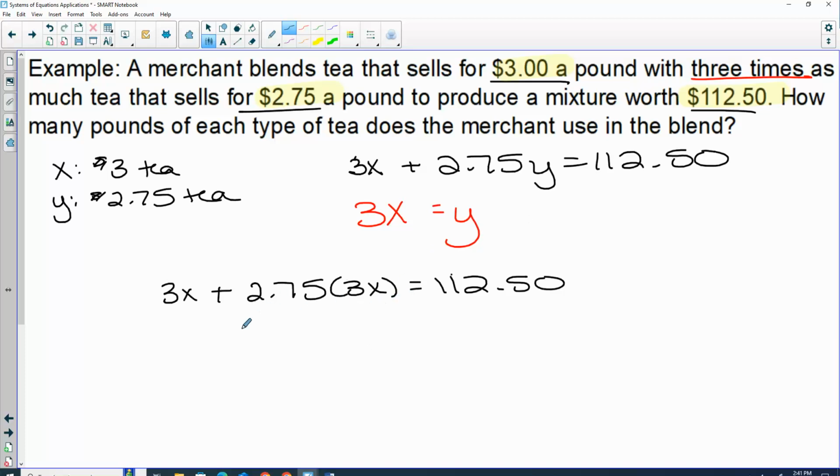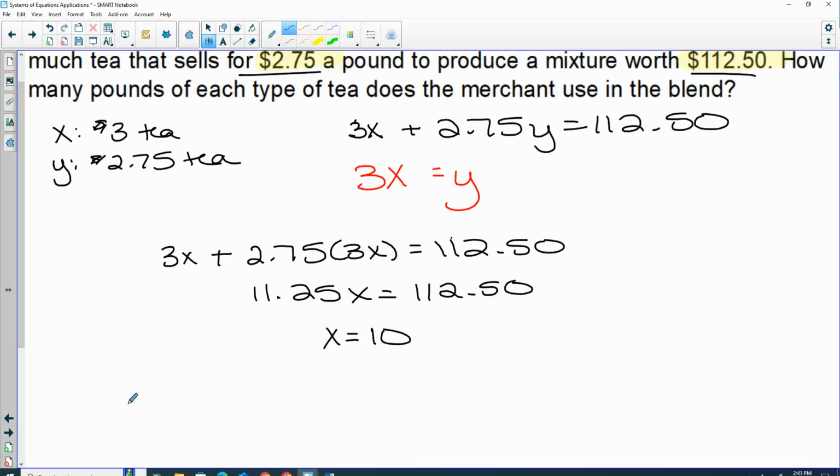Okay. So if we calculate, this would be 8.25 plus my 3. My x is 10. My y is 3 times as much, so y would be 30.